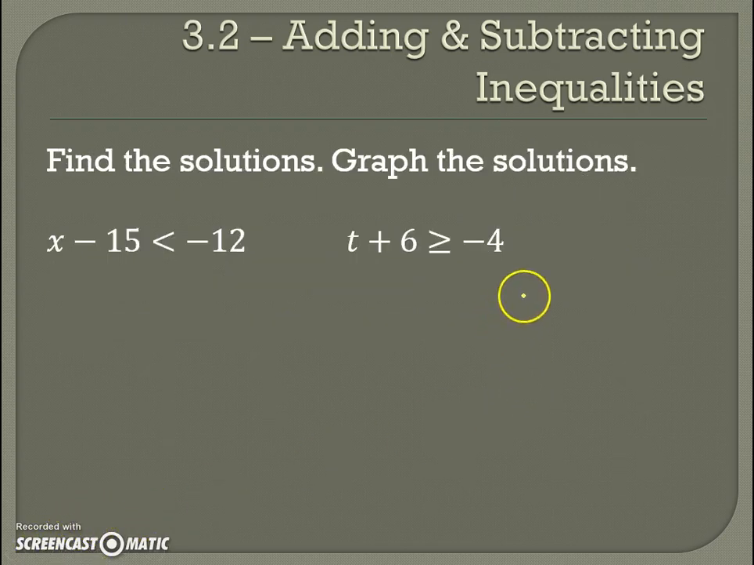So let's find the solutions, then graph the solutions. Well, here it has x minus 15. I want to isolate the variable. So in order to undo that, I'm going to add 15. That leaves me with x. And then this sign just comes down. When it's addition and subtraction, the sign comes down. X is greater than 3.